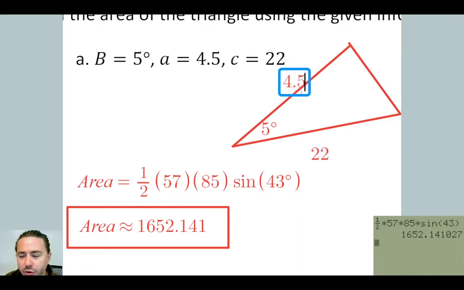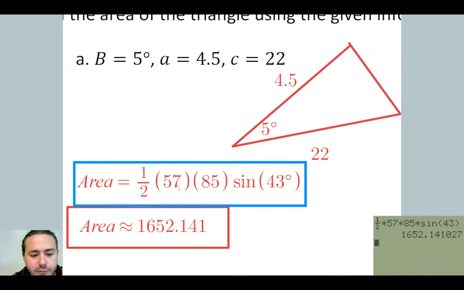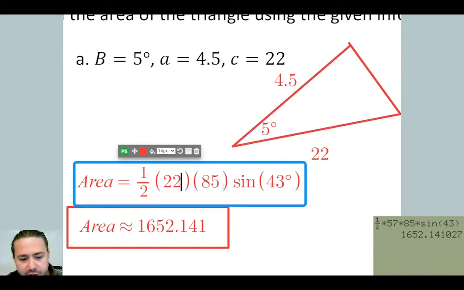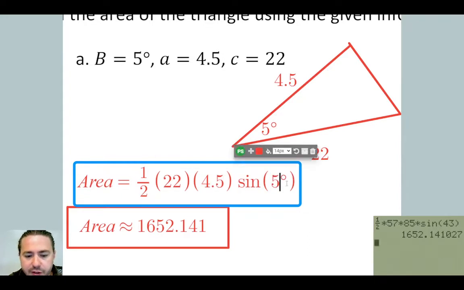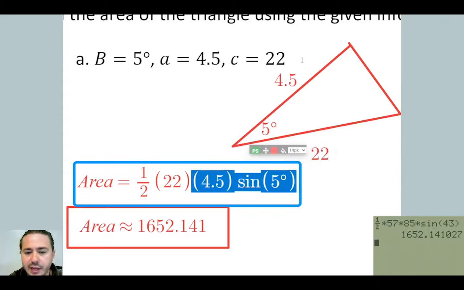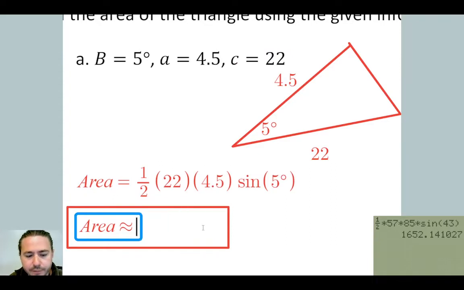It doesn't really matter which one you put in which position here, as long as neither one is this side over here. So you get 1/2 times the base, times 4.5 times the sine of 5 degrees. Remember, this right here is how we're calculating the height. So this height right here from this vertex intersecting this side perpendicularly. And so let's go ahead and type all that in.